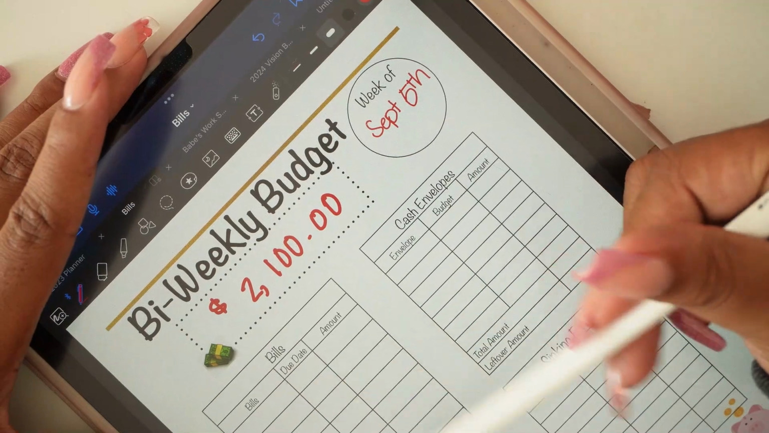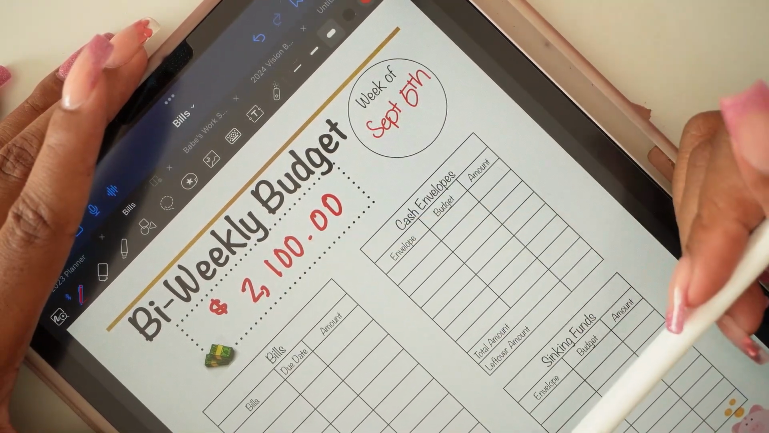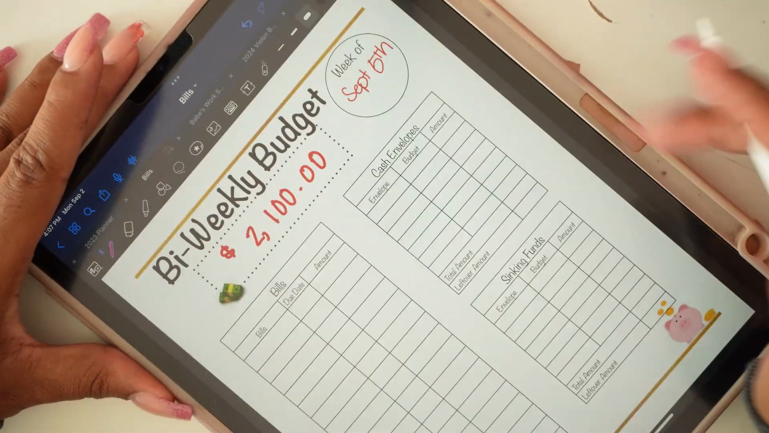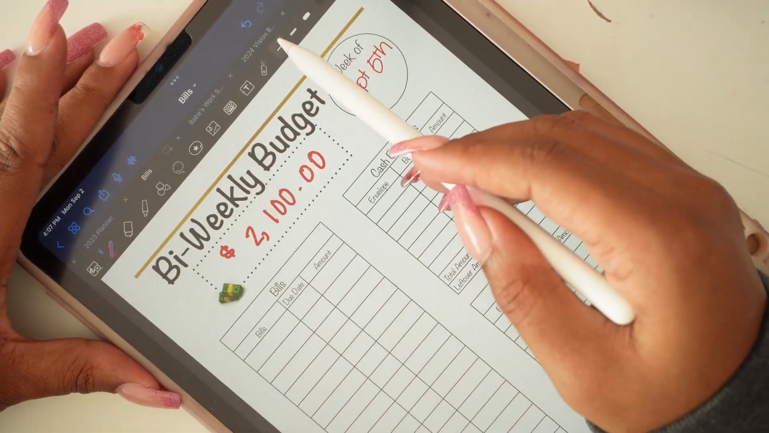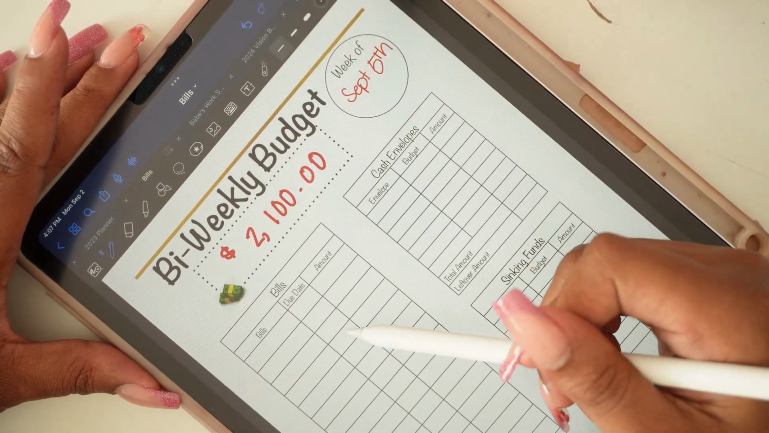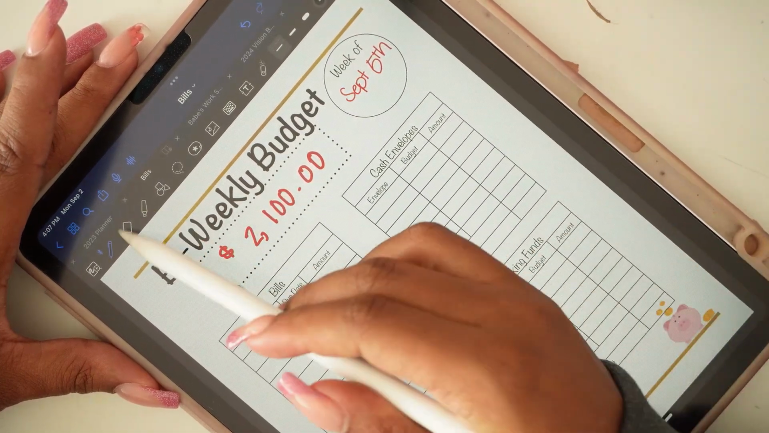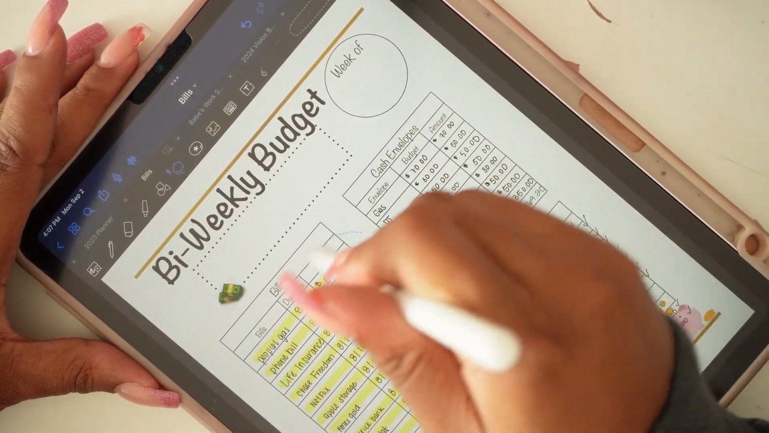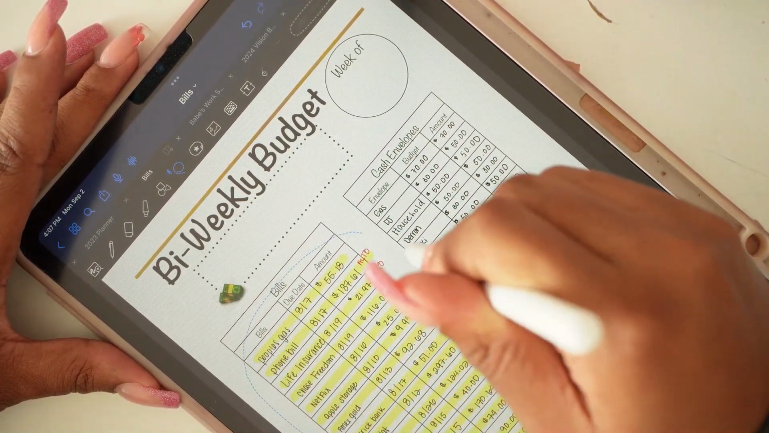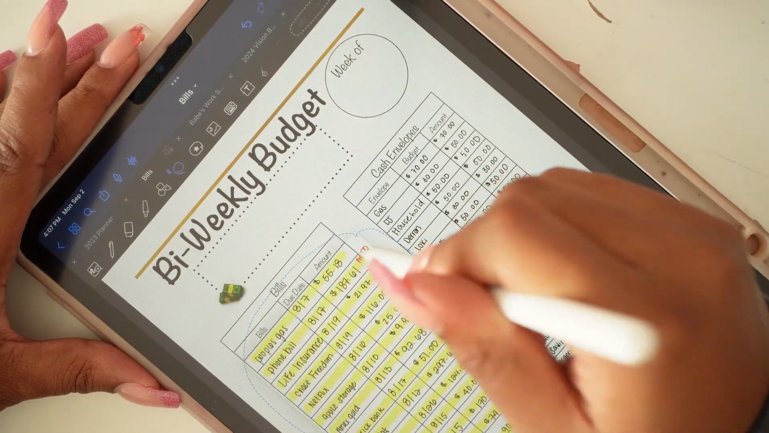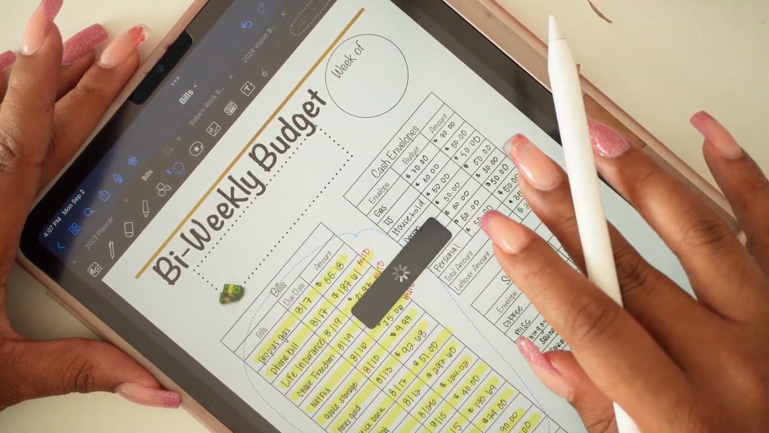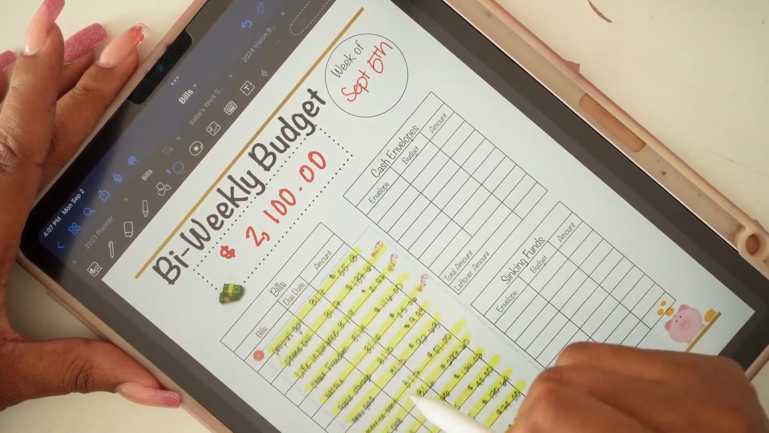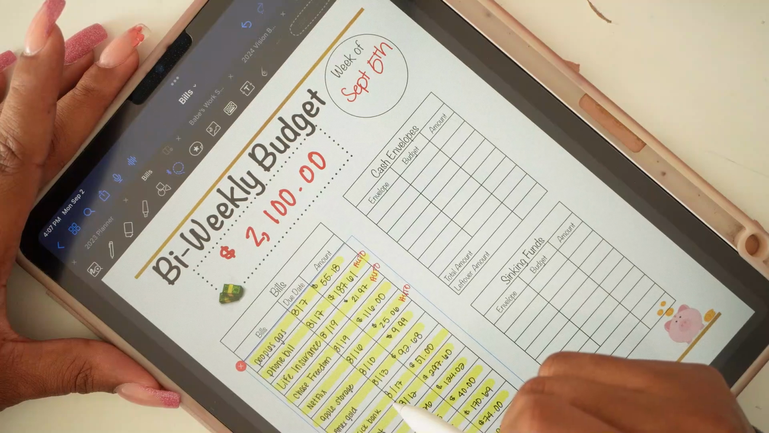So here is where I list all my bills and their due dates and then the amount that they're due. Let me zoom back out a little. So, turn that back to black. I tried to copy and paste. 1 second. So since I pay the same bills every 2 weeks, I just copy and paste from the previous week what bills I have to pay.